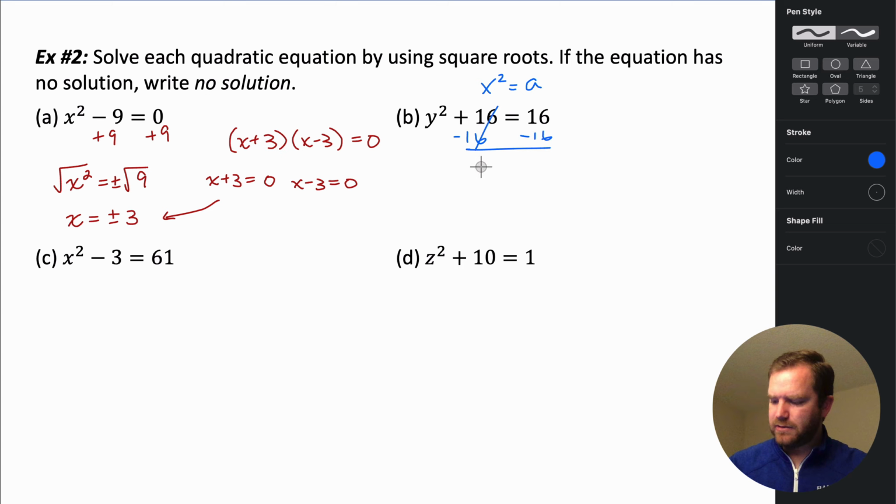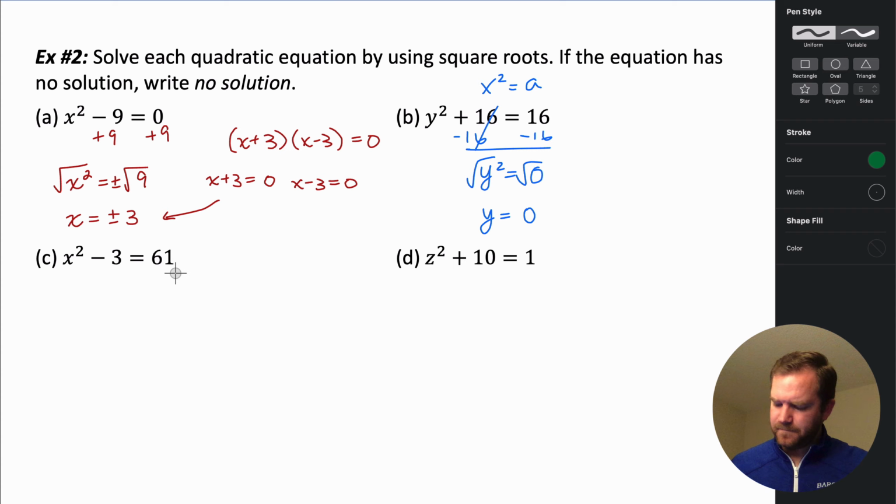And we get those cancel, y squared. 16 minus 16 is 0. So we have y squared equals 0. So again, we can take the square root. Square root of y squared is y. I can't actually take the plus or minus square root because 0 is not positive or negative, but its square root is 0. So this one actually just has one solution like this. Okay.